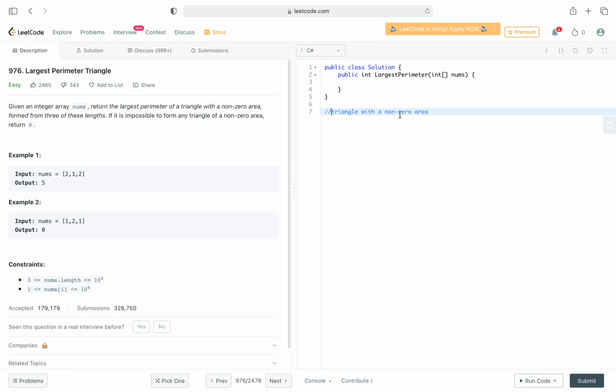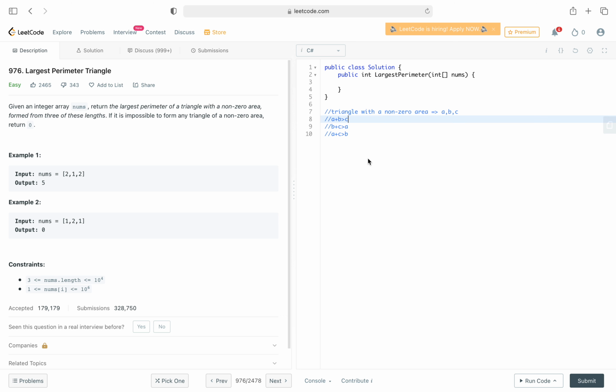So for a triangle with non-zero area, the sum of any two sides of the triangle must be greater than the remaining side. A triangle has three sides, right? So A, B, C. A plus B must be greater than C, and then B plus C must be greater than A, and also C plus A must be greater than B. Only if we meet these conditions can we say those sides form a triangle with non-zero area.